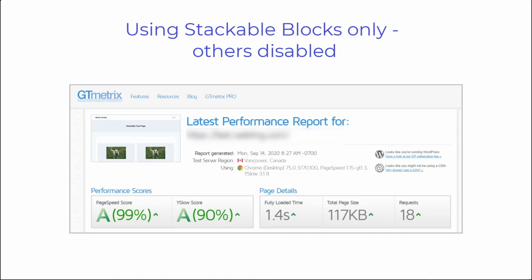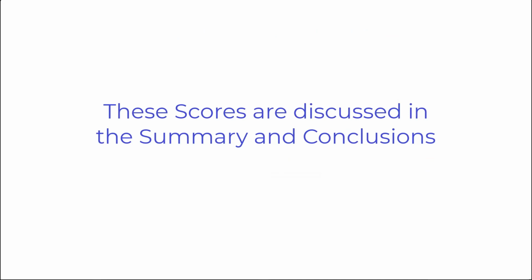And it also had a 99% page speed score, a 90% YSlow score. It had 117 kilobyte total page size and 18 requests. For all the tests, the time to first byte was 481 milliseconds. So I'll do a little comparison, talk about these scores at the end in the summary.